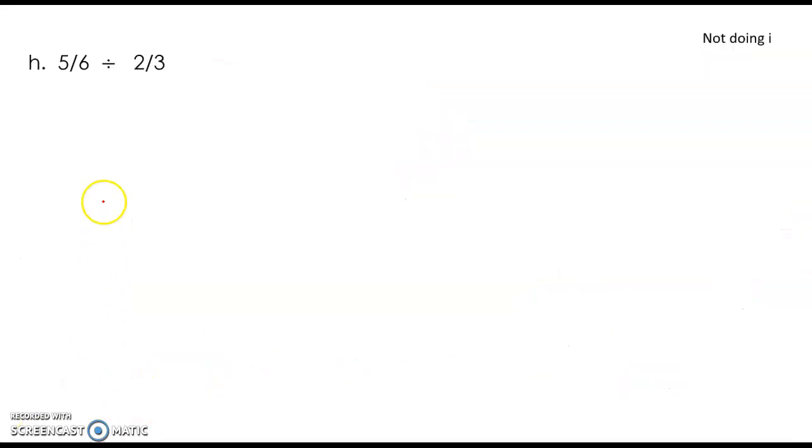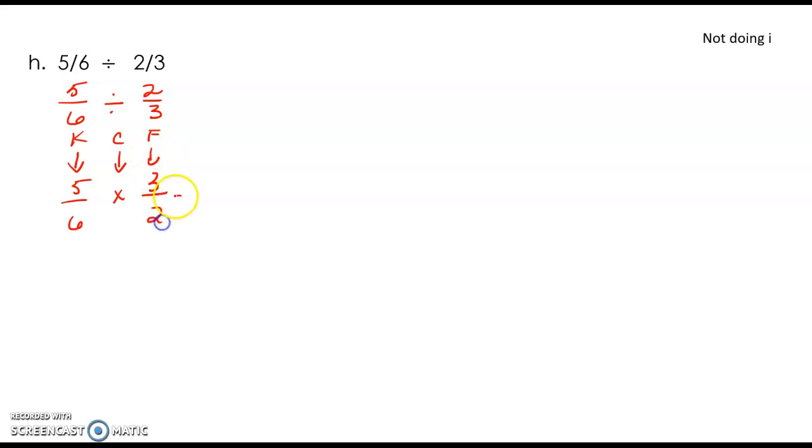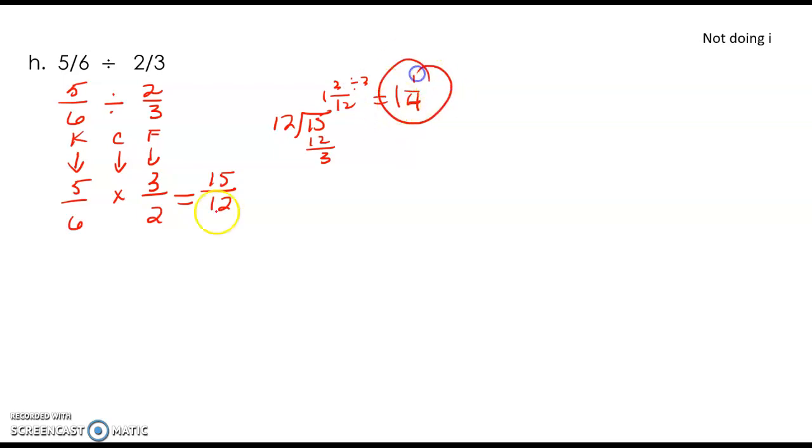Okay. All right, 5/6 divided by 2/3. So I keep, change, flip. Keep the 5/6. Change this to multiply. Flip this one. 5 times 3 is 15. 6 times 2 is 12. And then 12 goes into 15 one time with 3 remaining. I can reduce this by dividing by 3. 1/4. And I think that's all of our practice problems for today.